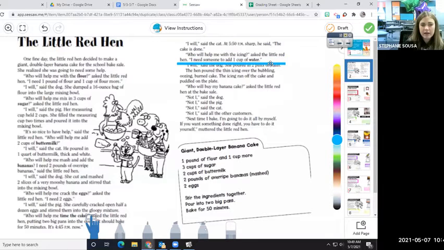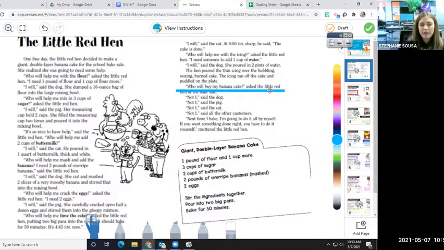Who will help me with the icing? Asked the little red hen. I need someone to add 1 cup of water. I will, said the dog. She poured in 2 pints of water. The hen poured the thin icing over the bubbling, oozing, burned cake. The icing ran off the cake and puddled on the plate.